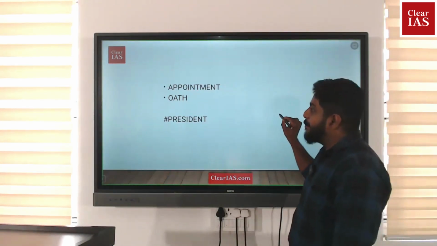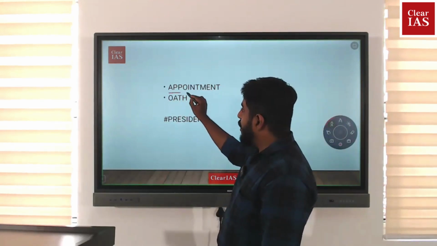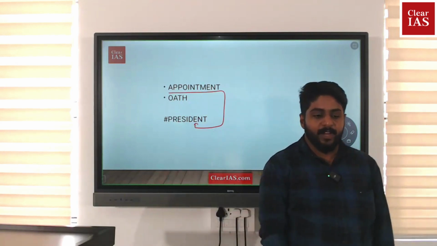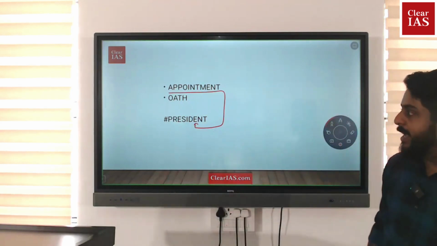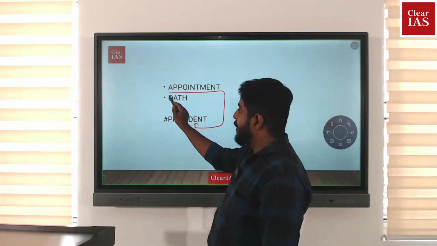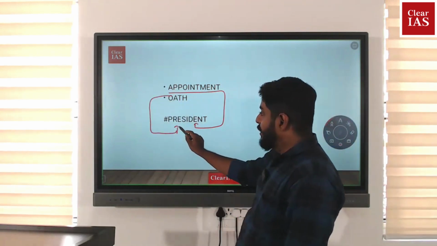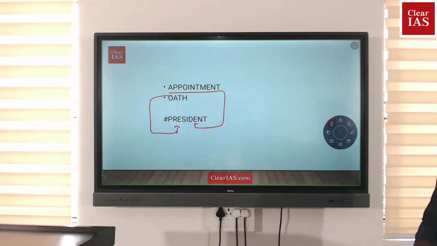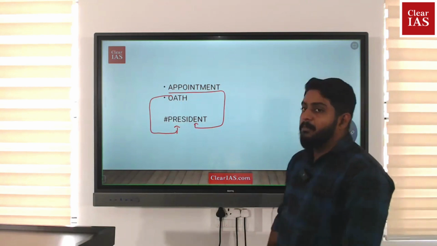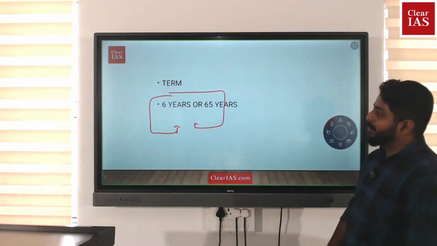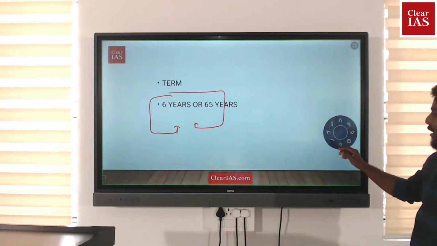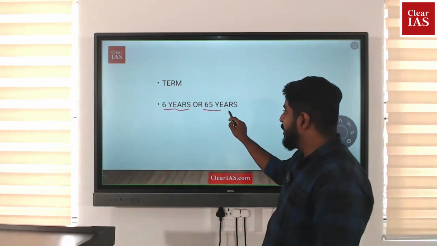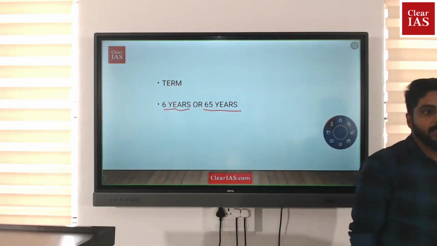Now, regarding the appointment of the Comptroller and Auditor General, the appointment will be done by the President of India. The oath will be administered by the President of India. Very simple. Simple matters. Now, regarding the term of the Comptroller and Auditor General, it is 6 years or 65 years of age. So 65 years.